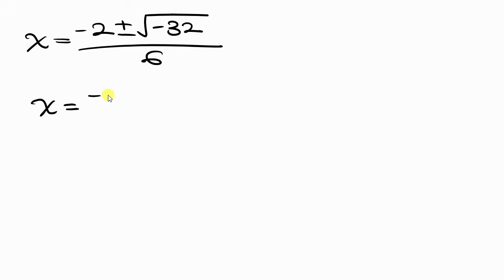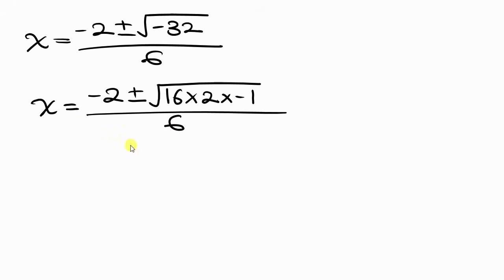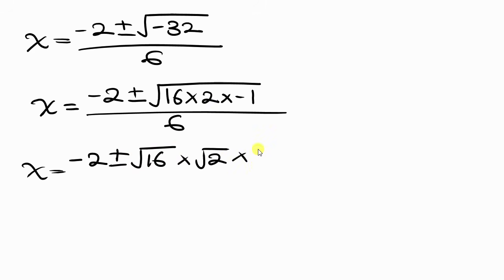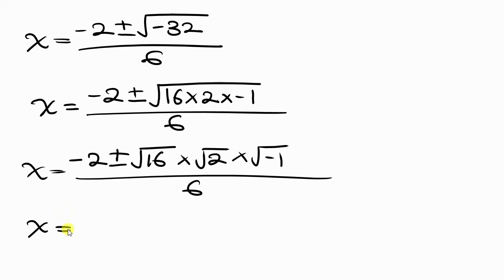x will be negative 2 plus or minus the square root of negative 32, which is the same as 16 times 2 times negative 1, all over 6. And if I have to simplify further, I'll have x to be negative 2 plus or minus the square root of 16 times the square root of 2 times the square root of negative 1 all over 6. And this will be x equal to negative 2 plus or minus.